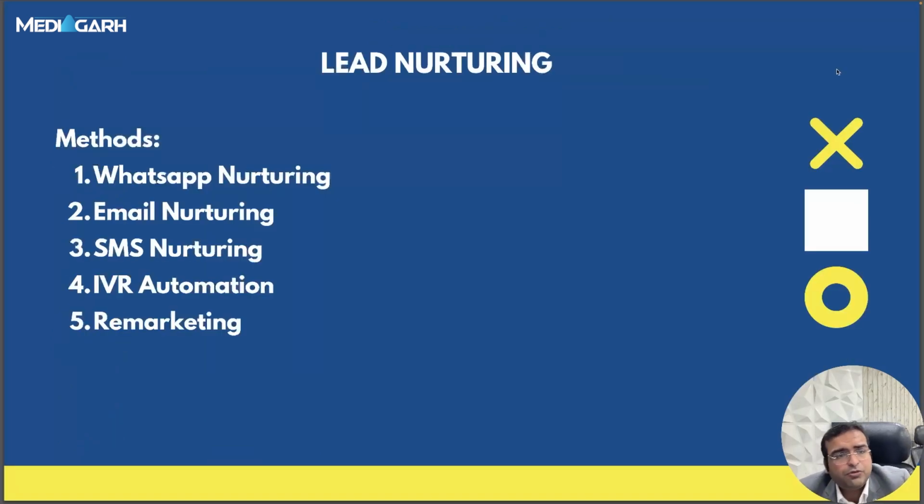Now once you have got the leads, at this stage your focus should be nurturing them. Now what are the ways of nurturing? WhatsApp nurturing can be one, where every 3 days, 5 days, the leads will get a video and a nurturing message. Email nurturing can be a second, where every day or every alternate day they get a nurturing email.